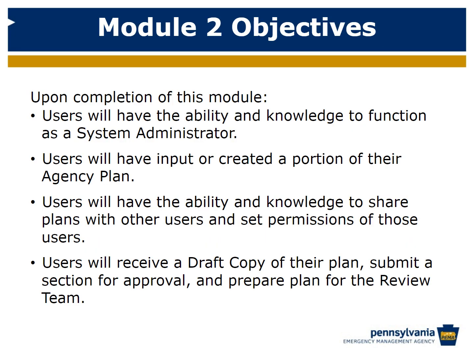Module 2 Objectives. Upon completion of this module, users will have the ability and knowledge to function as a system administrator for their agency. Users will have input or created a portion of their agency plan. Users will have the ability and knowledge to share plans with other users and set permissions of those users. Users will receive a draft copy of their plans, submit a section for approval, and prepare a plan for the review team.